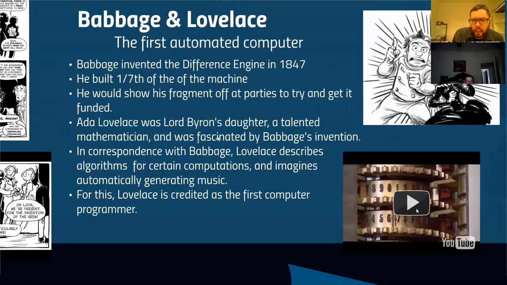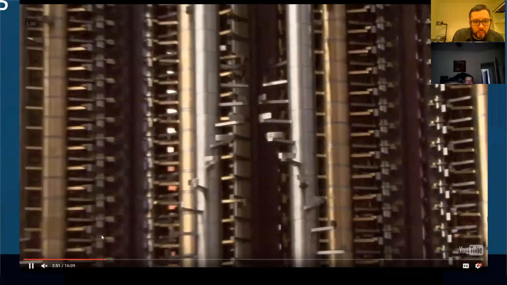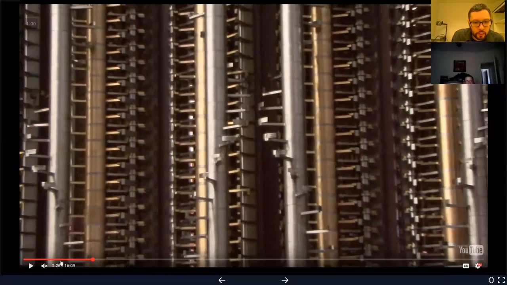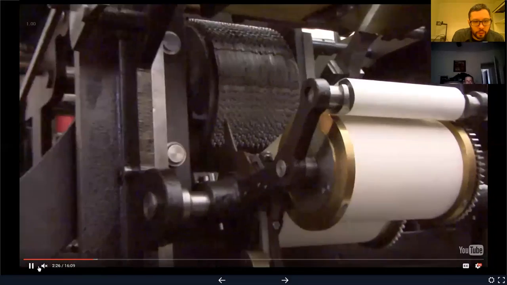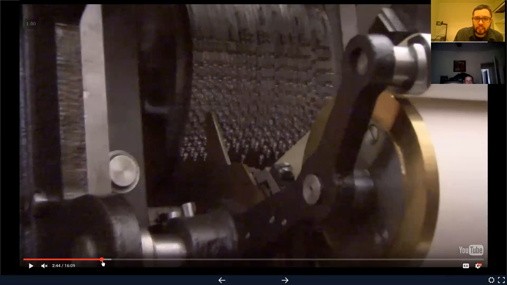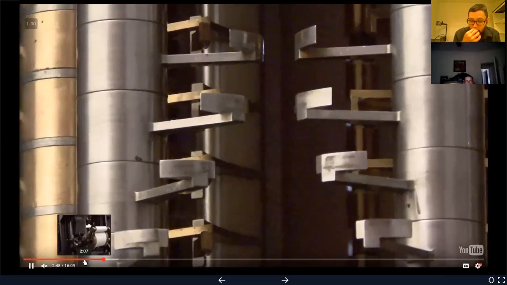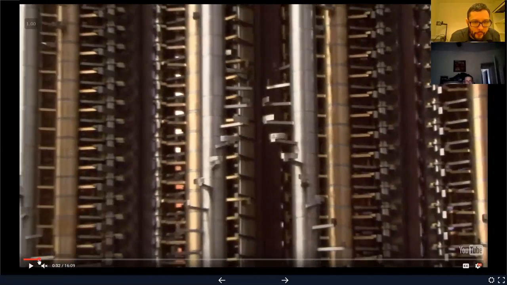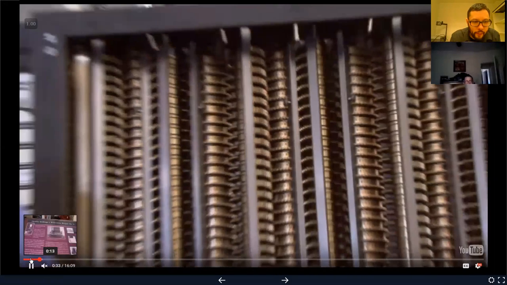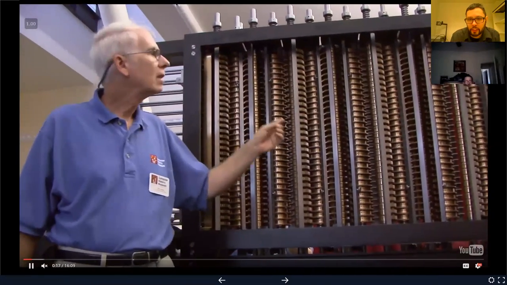Now, Babbage was trying to build his difference engine. Let me show you a working version of the difference engine. So this is the full thing. In the 20th century, we actually went and built, using Babbage's designs, some slight alterations, but nothing fundamental to the way that the machine worked. So this is the difference engine.